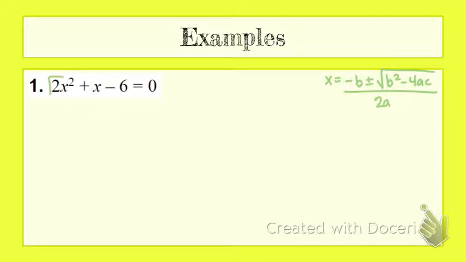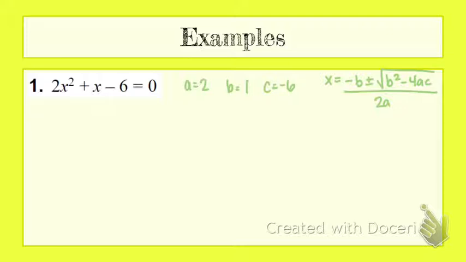So a is the value that is with x squared, so a equals 2. b is the value that's with x. When there's nothing there, remember, it's a 1. So b equals positive 1. And c is the value that does not have a variable, so c equals negative 6. Now we can just substitute each of these numbers into our formula and simplify. That's all it takes this time.